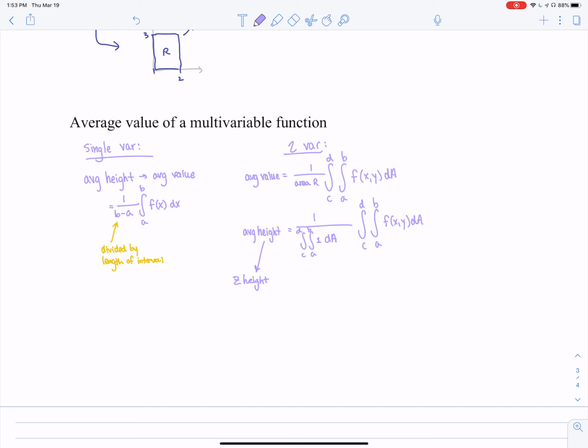Oh, let me see if I can take advantage of the straightening tool. There we go. Beautiful.